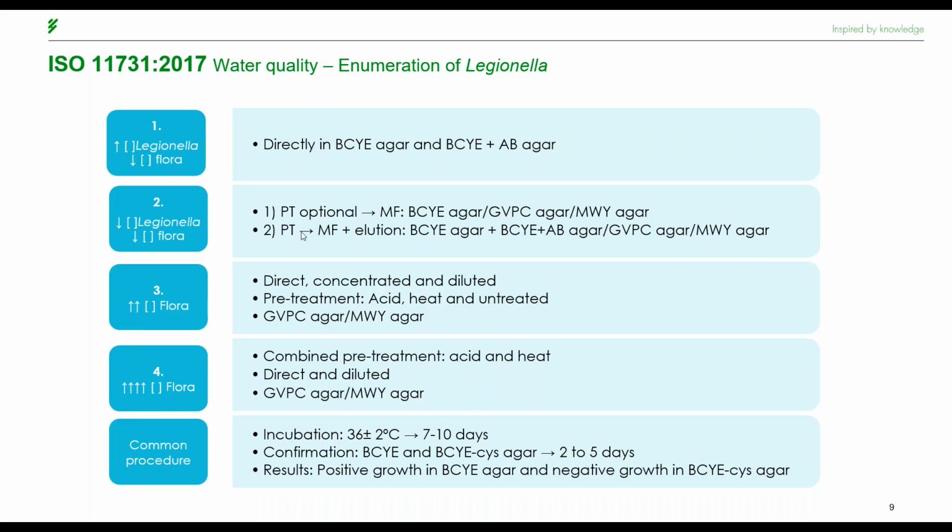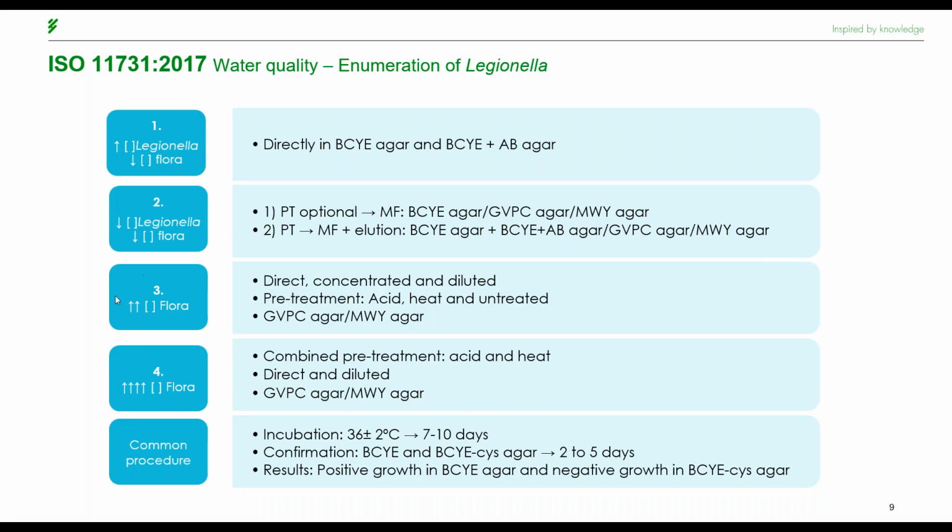You have to apply a pretreatment to one part, a heat treatment, to another an acid treatment, and you leave the third one untreated. Okay, and then you place this filter on one of these agars, BCYE agar, and you have to use another one of these 3. That is up to you. Usually, when the ISO gives you options of some agars to use, the most common one is the GBPC agar.